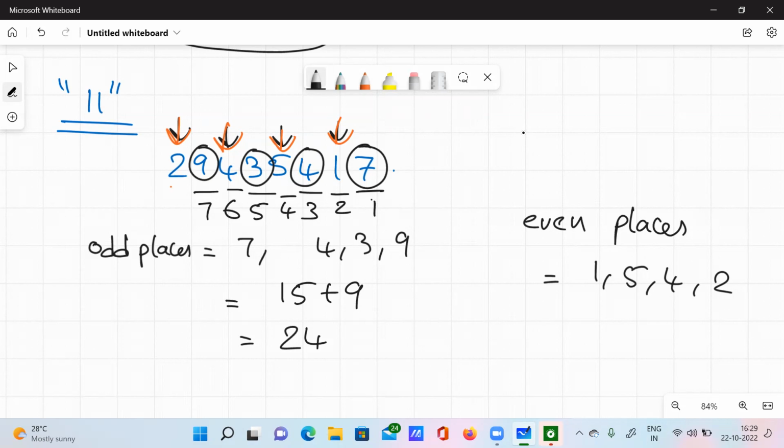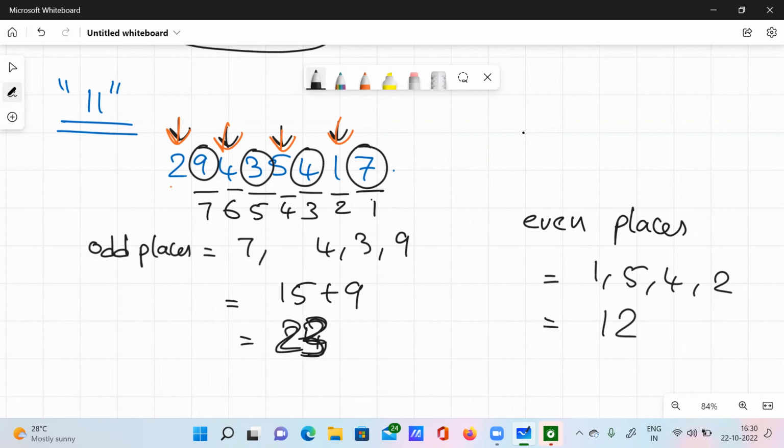So you need to add all these numbers. 7 plus 4 is 11, 11 plus 3 is 14, 14 plus 9 is 23. So the value of the odd places is 23. And if you add these numbers, 1 plus 5 plus 4 plus 2, that is 6 plus 4 is 10, 10 plus 2 is 12.